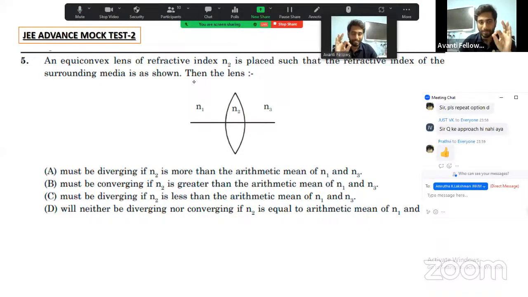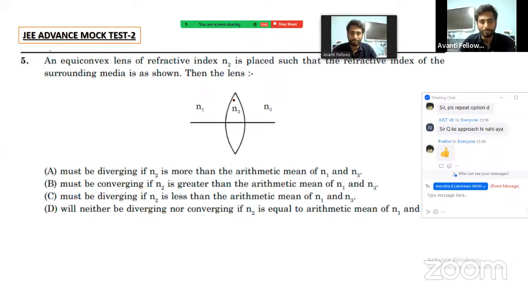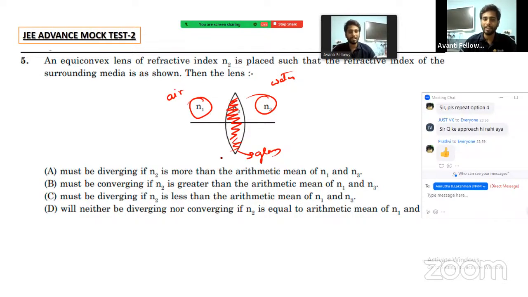This is the equiconvex lens. It is placed between two refractive indices. Suppose here there is air and here there is water. This is air, this is water. This is glass, and its refractive index we are taking as 1.5. What is the refractive index of air? It is 1. For water, it is 4/3. Clear?